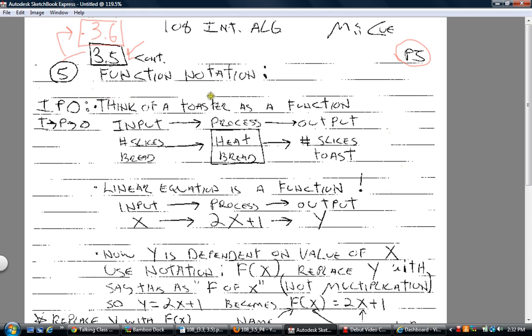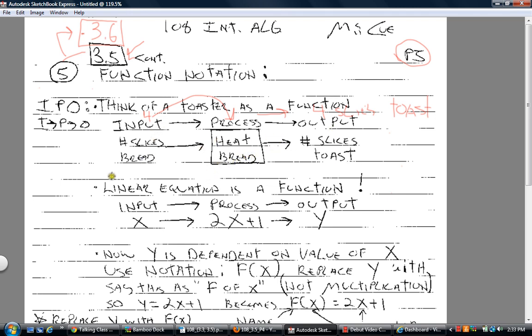I'll go through this quickly, but think of a toaster as a function. You have the input, the number of slices of bread that you put in. If you put 4 slices of bread and they go into the process, they get heated, what will come out, class? It's 4 slices of, big thing is what? It's toast. Okay, some of you like it extra dark, some of you like it light. You control it here on the toaster, and that's what we have going here with linear equations.